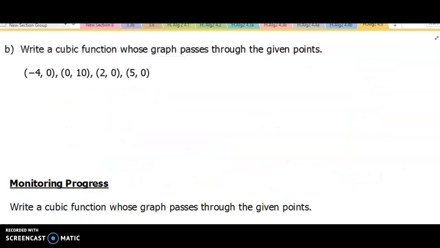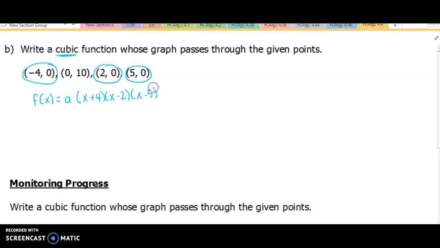All right, so let's look at part B. Part B is the same way. We're going to write a cubic function, once again a degree 3, that passes through these given points. Notice this is an x-intercept, this is an x-intercept, and this is an x-intercept. I know those are x-intercepts because my y values are 0. So I can start with f of x equals some number a times x plus 4, x minus 2, and x minus 5.